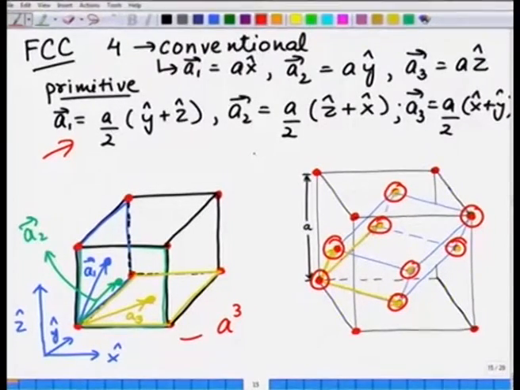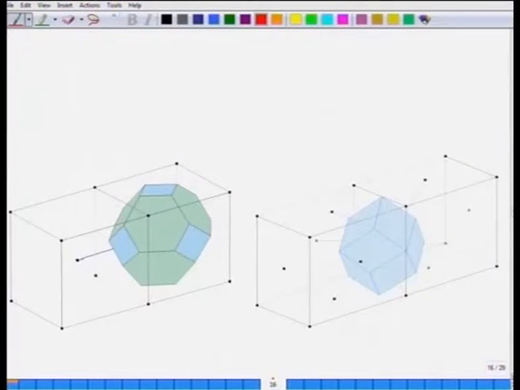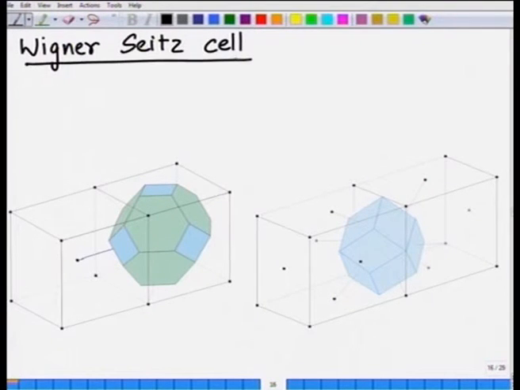Before I end on this subject of primitive cells, I will show you another kind of primitive cell, which is called the Wigner-Seitz cell. So, the last topic in this crystal structures chapter is this Wigner-Seitz cell. Another way of making a primitive lattice is as follows.